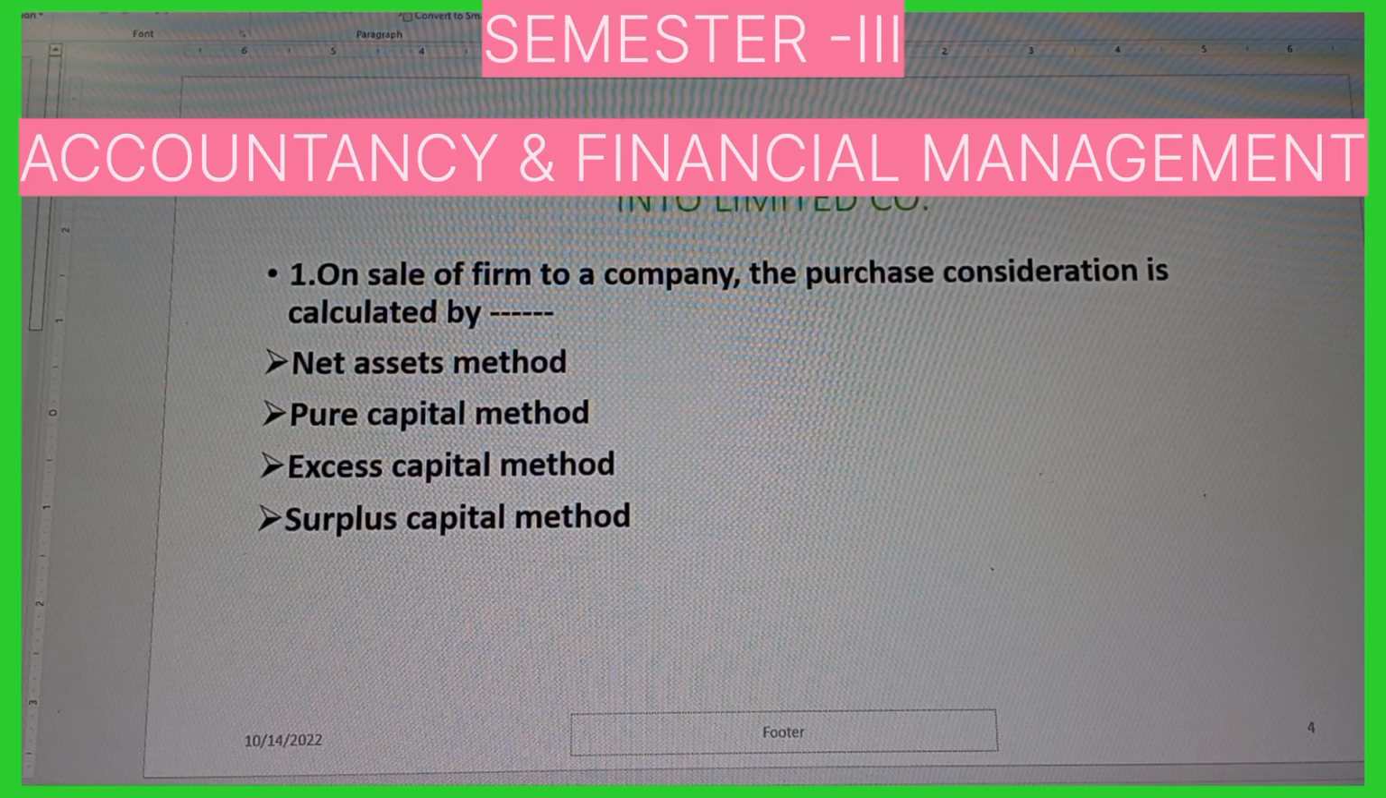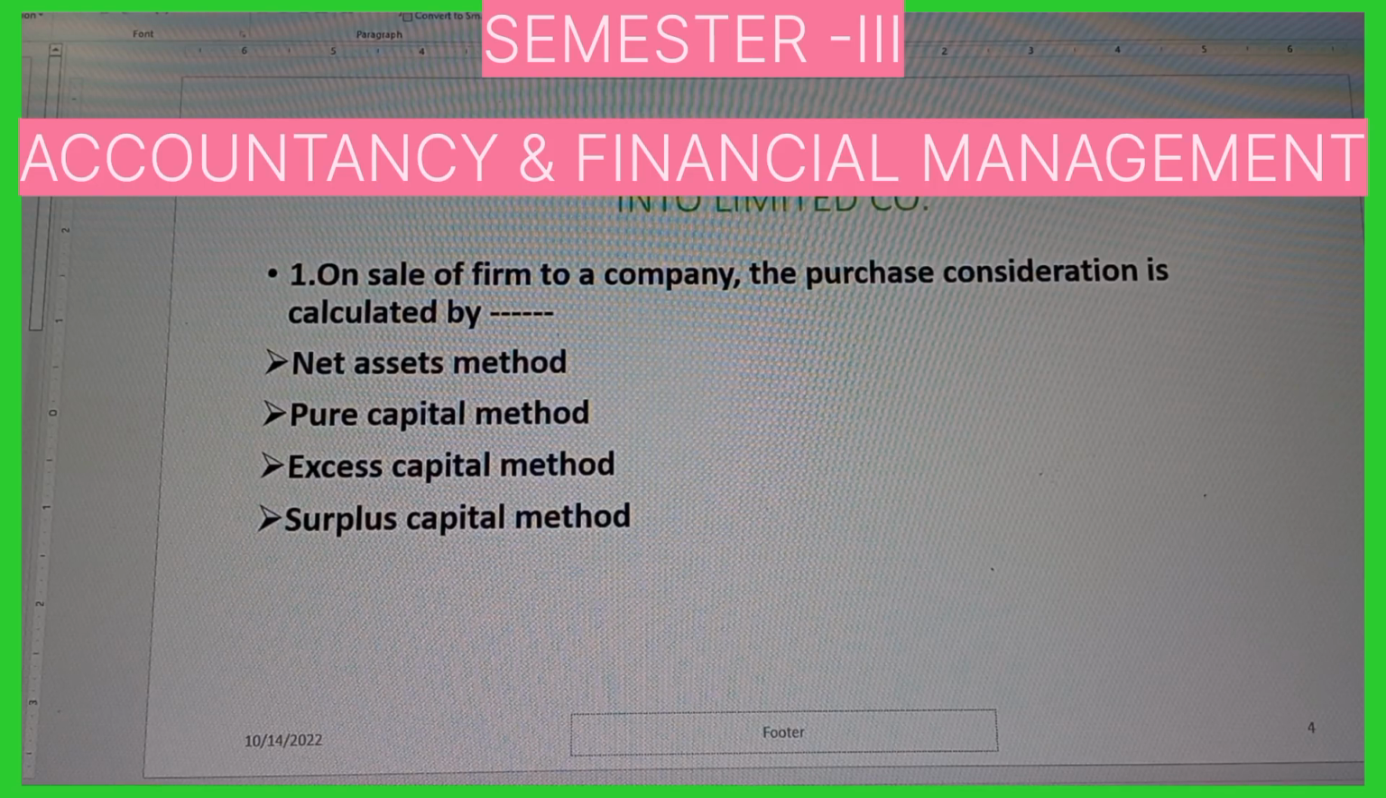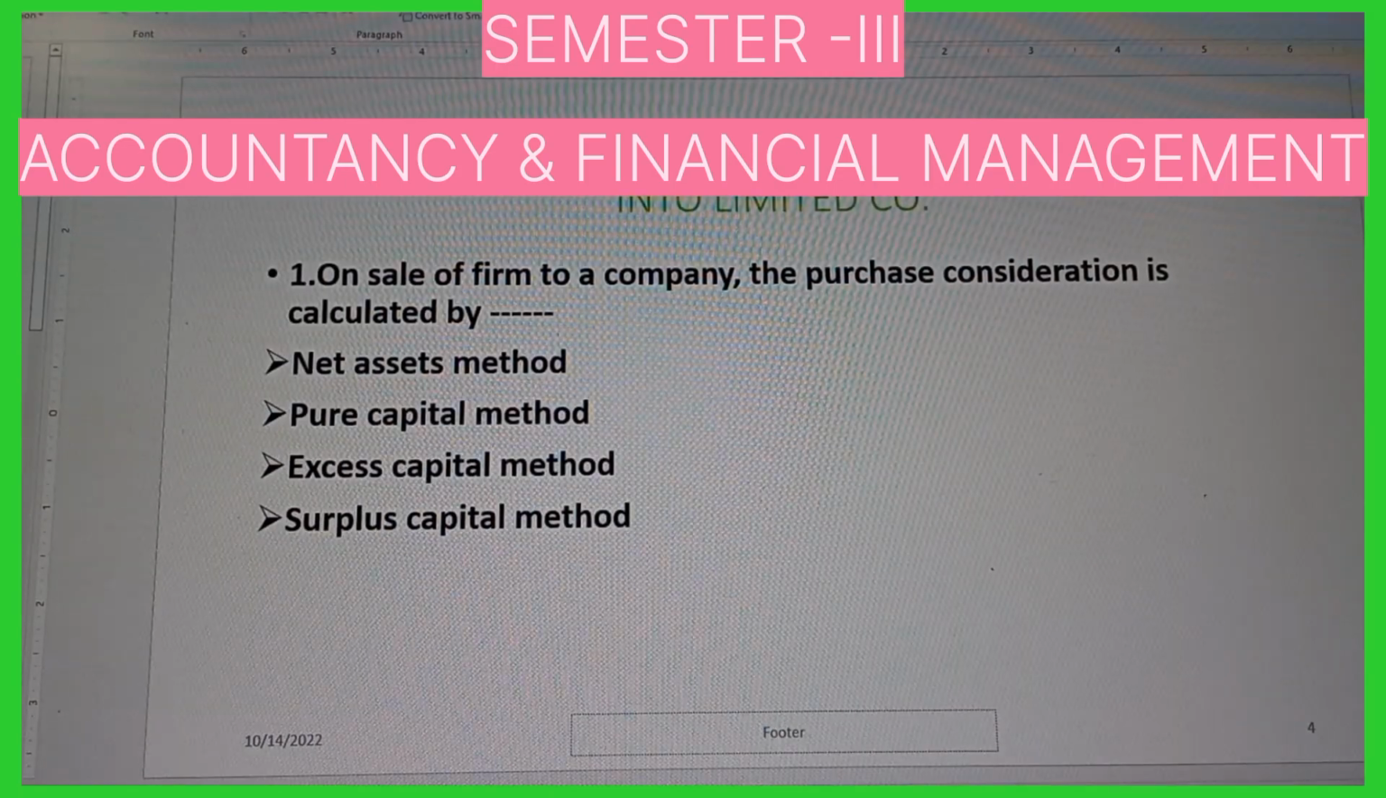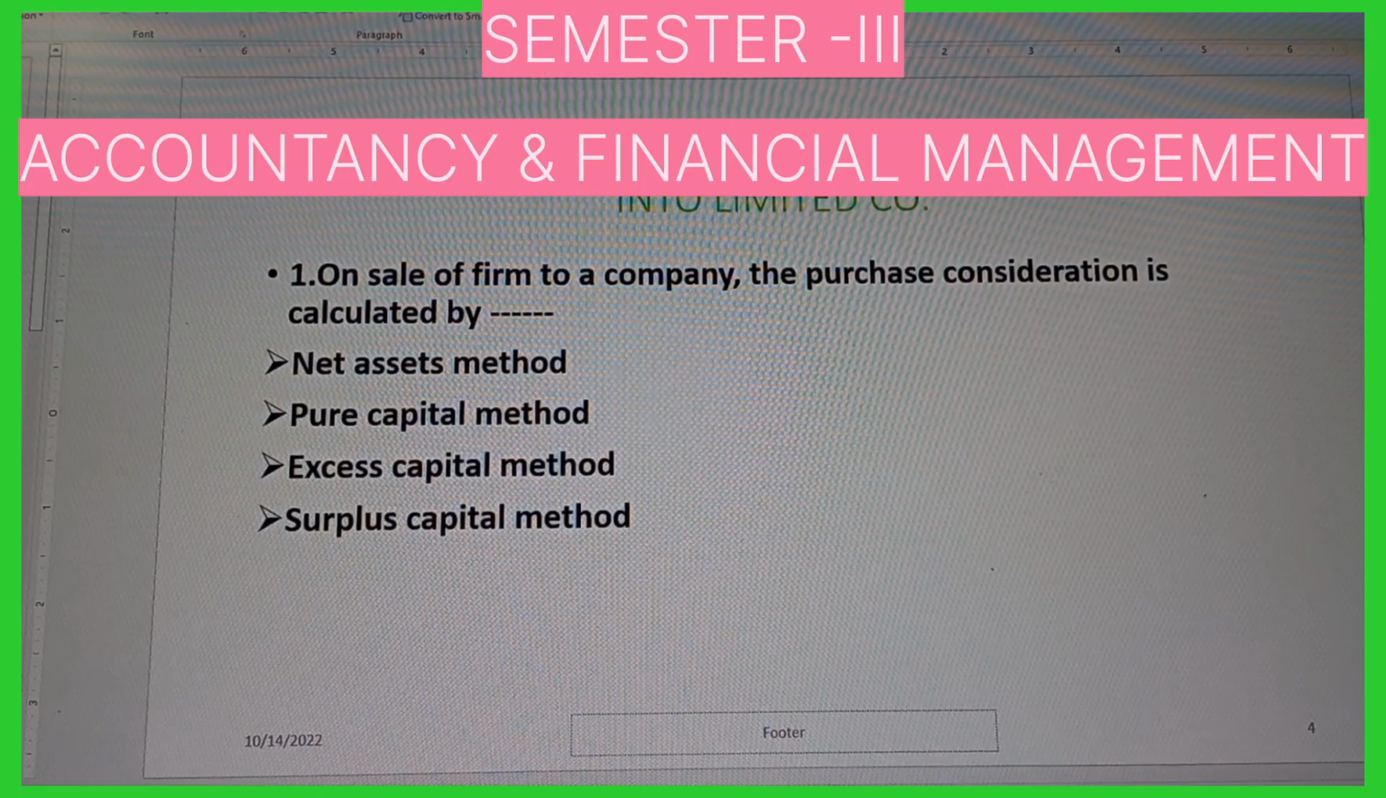So let's see the first objective. On sale of firm to a company, the purchase consideration is calculated by dash. Net asset method, pure capital method, excess capital method, and surplus capital method. You know that in conversion or sale of a partnership firm into limited company, whenever the PC is given, that PC is calculated by 3 methods. First is the net asset method, second is the lump sum method, and third is the payment method. Out of these 3, only one method is given here, the net asset method. So our answer is net asset method.